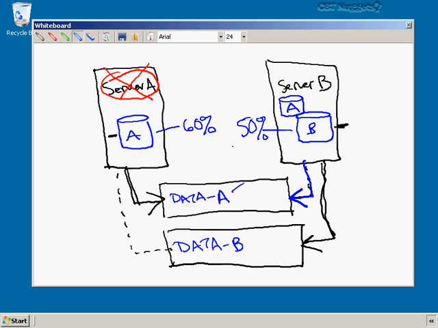Now at this point, if you're doing the math, we'll see that server B is actually running at 110% of capacity. That's certainly not ideal. That means performance of both database A and database B are going to suffer, but they're not going to suffer as much as if one of them was not available at all. So slow is better than gone, basically, is the theory. So this is the basics behind how this works.